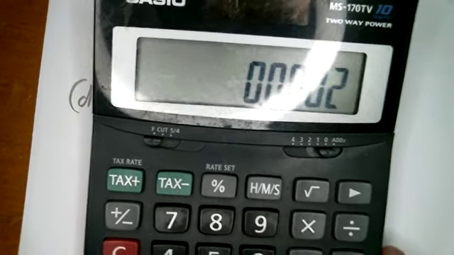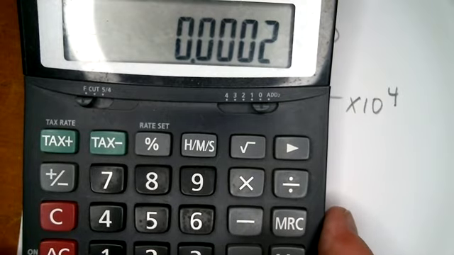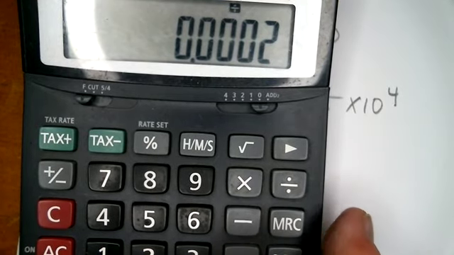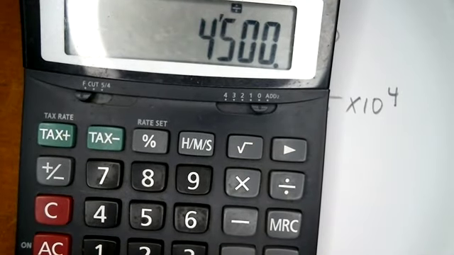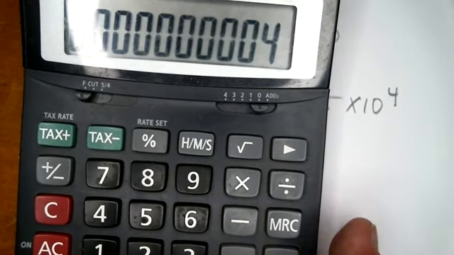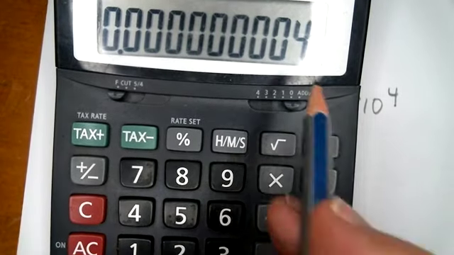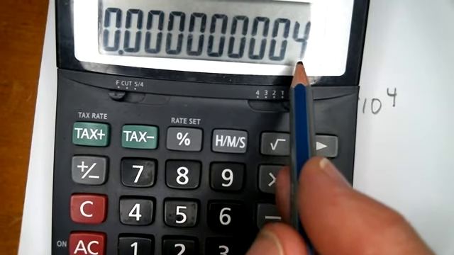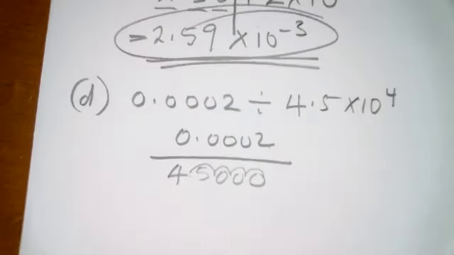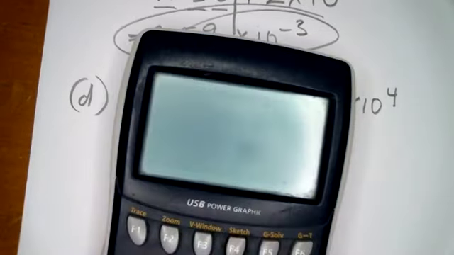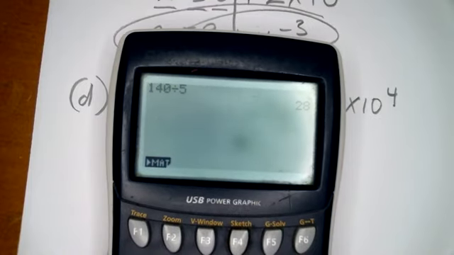0.0002. Oops, I don't like that ring light in the middle. And we're going to go divided by, and it was 45,000. Here we go. Divided by 45,000. Here it is. So, yeah, the numbers are going to go right off the screen here. But I can just use a general scientific calculator. And so where do I end up here? So let's have a look.